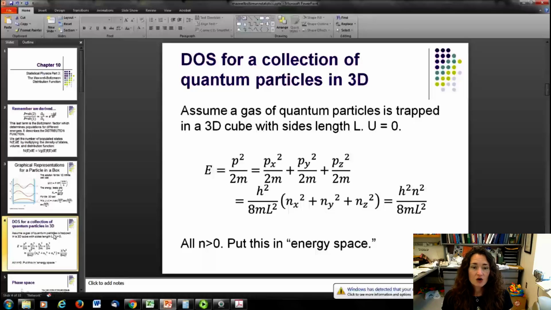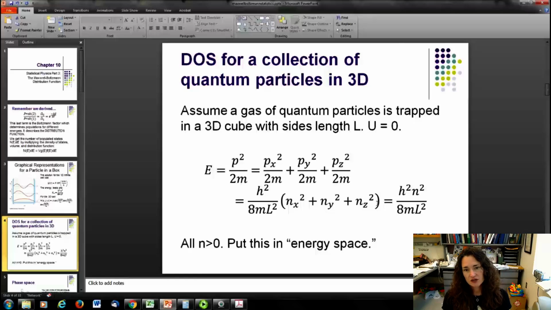Okay? Now, we derived, or I showed you and reminded you, what the energy levels were like for a particle confined to a one-dimensional box. For a three-dimensional box, the energies look very much the same, except you have h squared over 8mL squared, times nx squared plus ny squared plus nz squared. And remember, we covered in Modern 1 degeneracy and all that kind of stuff.